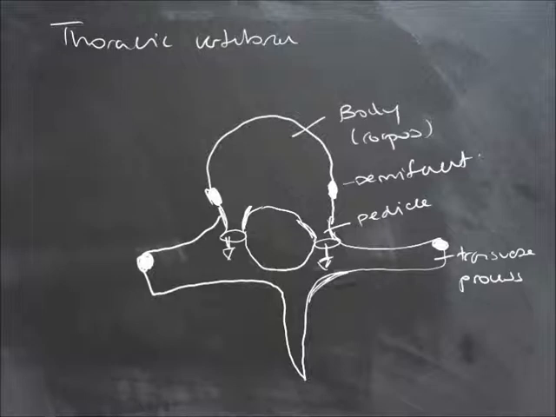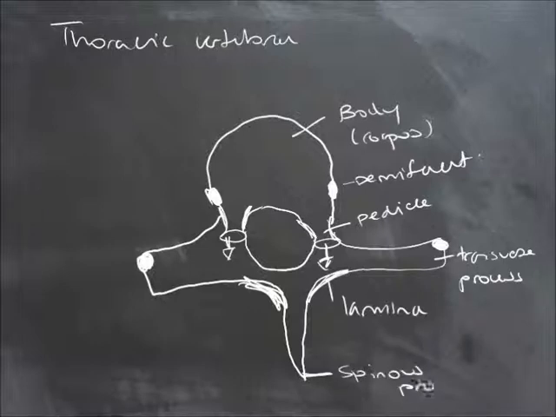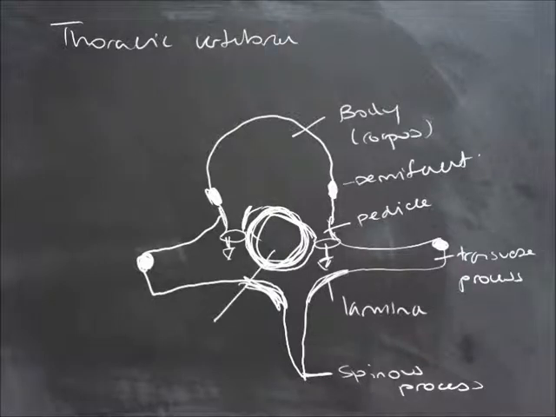Here and here, you have what's called the lamina, and here you have the spinous process. This hole here is called the vertebral foramen, and this is for the spinal cord.